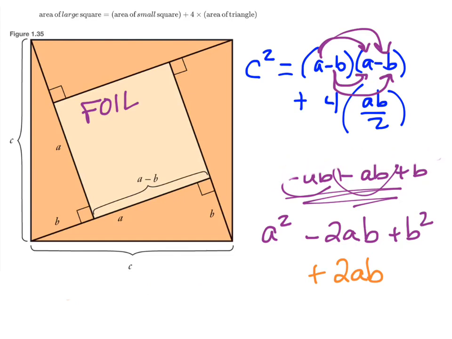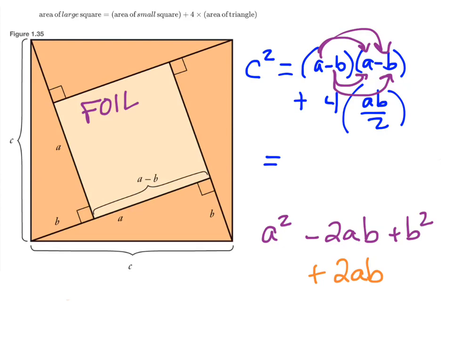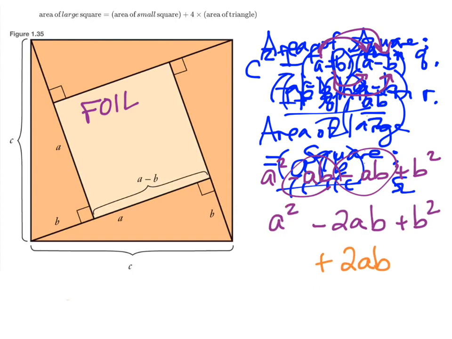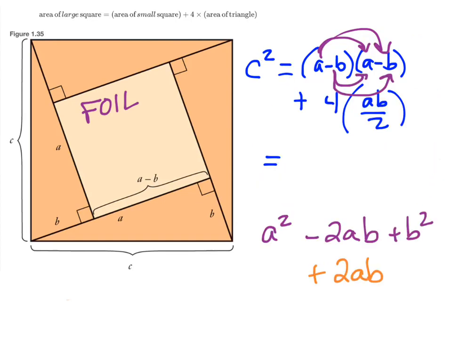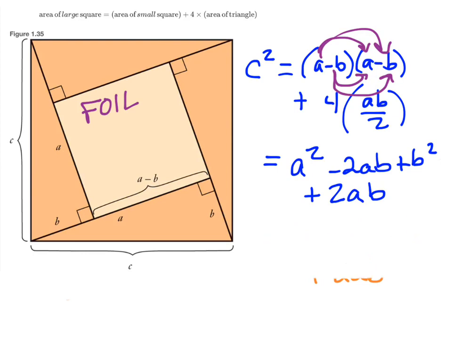Cleaning this up a little bit, let me erase some of the work here. What I have now is that c squared equals this original stuff, and I just showed that that equals this stuff here. I can rewrite that as a squared minus 2ab plus b squared, which is the area of the small square, plus the 4 triangles, which turn out to be 2ab. The last thing to do is to see that we're subtracting 2ab and then adding 2ab, so those 2 undo each other, and that equals 0. So this just equals a squared plus b squared.